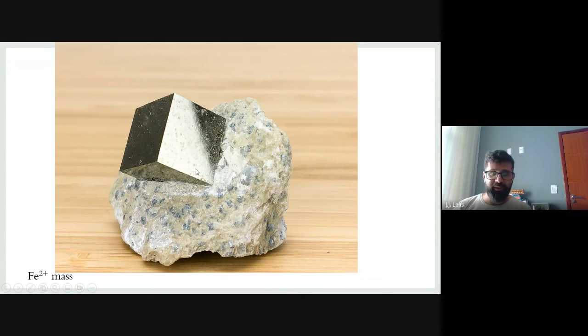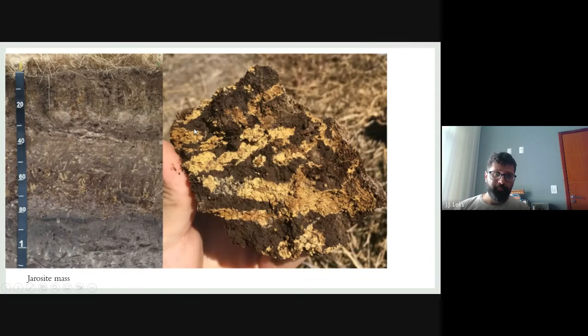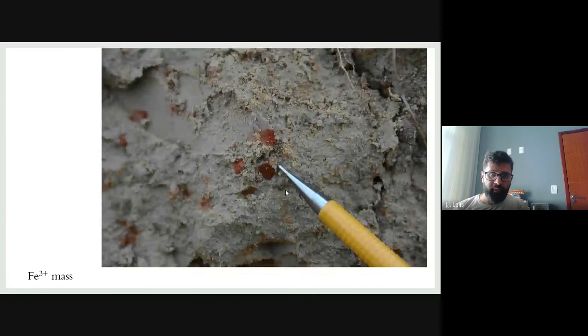So we can see here some masses of iron too, like this plintite crystal. We can see some masses of jarosite. So we can see this yellow color, this vibrant or high chroma yellow color, associated to the formation of jarosite masses. And we also can see some masses of iron tree, like these hematite masses.